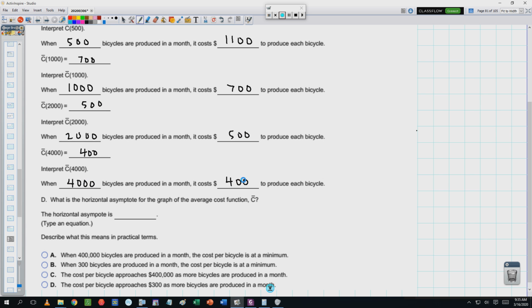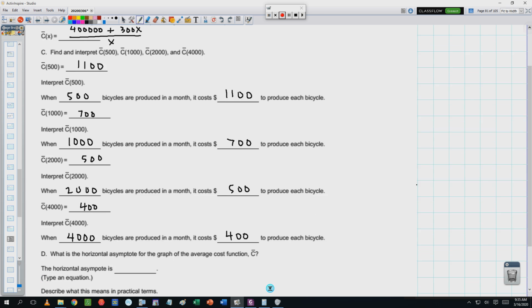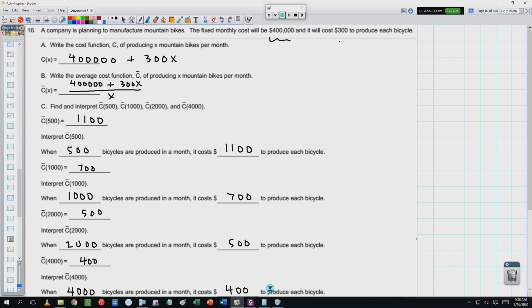What is the horizontal asymptote for the graph of the cost function? Let me write that function down again. The horizontal asymptote on a function like this: you take a look at when the degree on top matches the degree on the bottom. You haven't heard me say that in a while. But when the degree on top is the same as the degree on the bottom, you take a look at the coefficients of those degree terms. So your horizontal asymptote is going to be 300 over 1. Those are your lead coefficients. So your horizontal asymptote is 300.